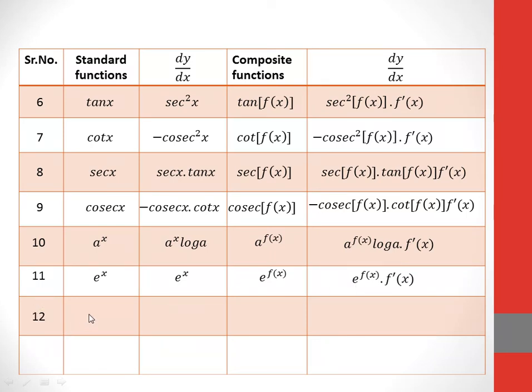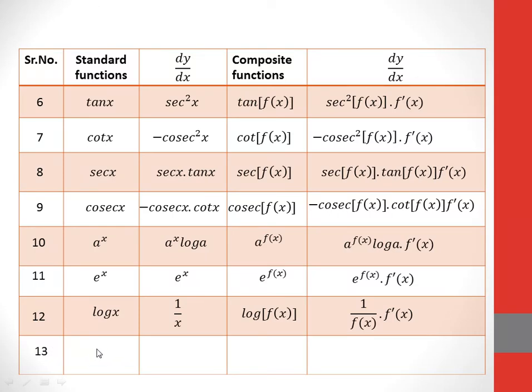Now next one, if it is log x, then the derivative is 1 upon x. Now if it is log of f of x, then how will you get the derivative? See, 1 upon f of x into f dash x. So in place of x, if there is f of x, then we have to use it like this: 1 upon f of x into f dash x.